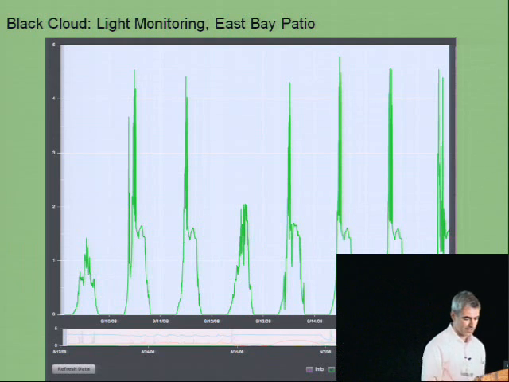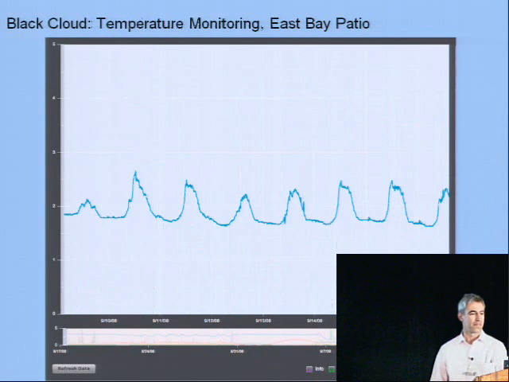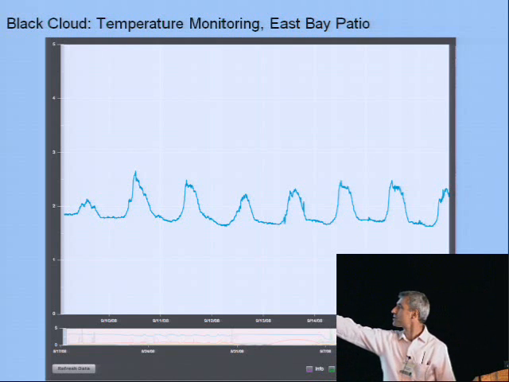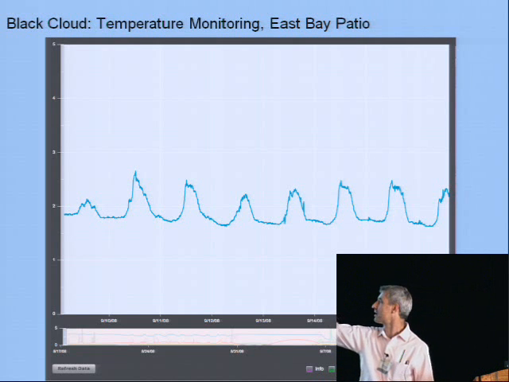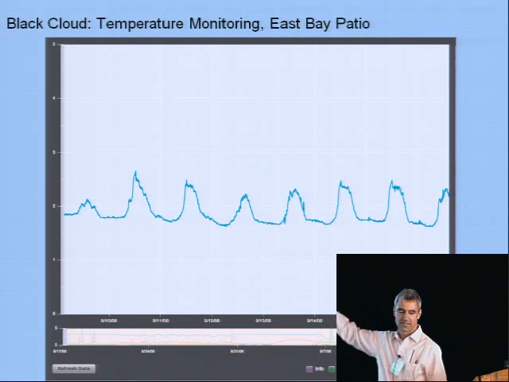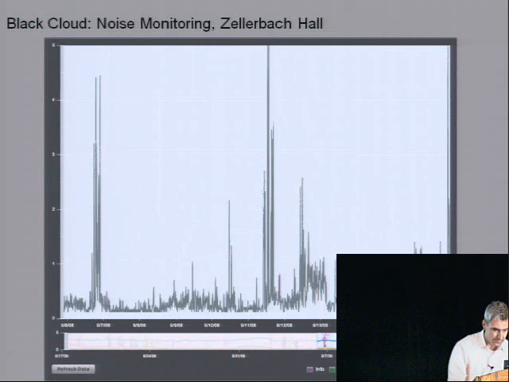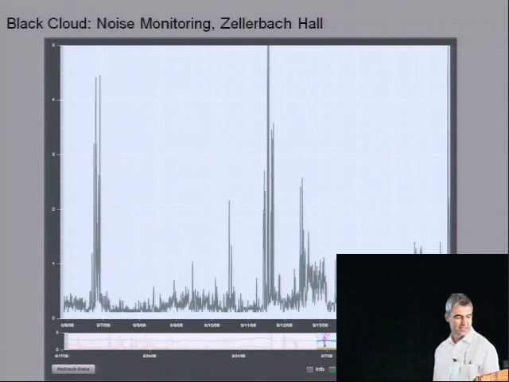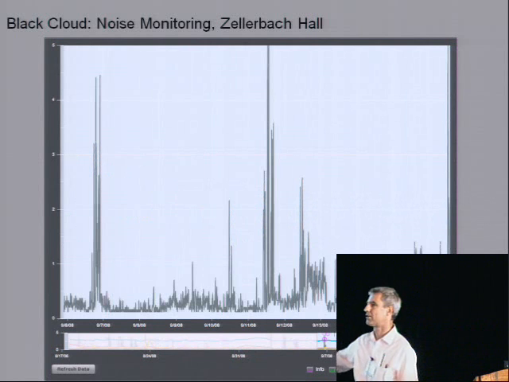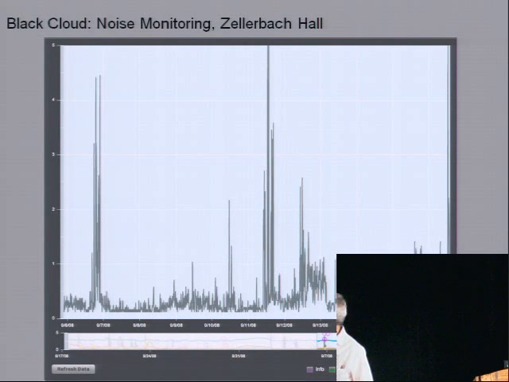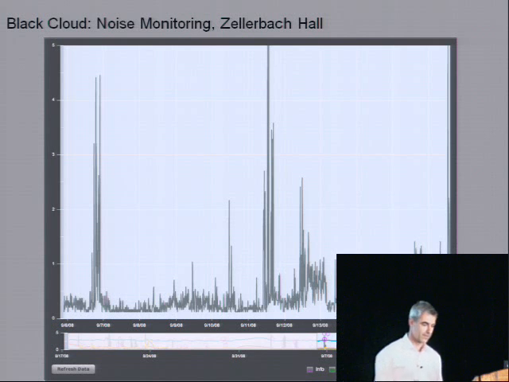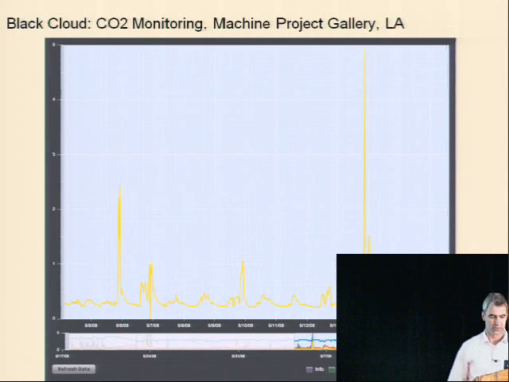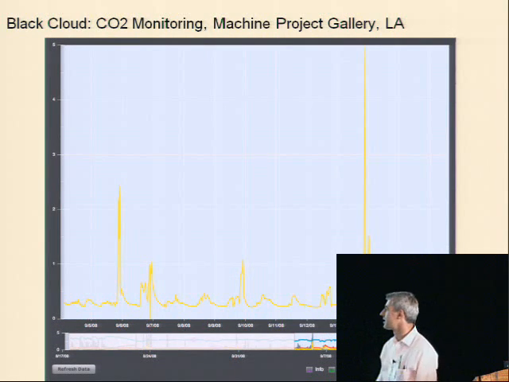So light is one indicator. Another indicator that we're measuring is temperature, and this again is outdoor temperature before we had outdoor light. Outdoor temperature goes up and down in a nice day and night cycle. Here we have a sensor in Zellerbach Hall, which is a concert hall next door here. And when they rehearse, you see the noise levels go up dramatically. Noise is another important factor of well-being, I think. It causes stress.